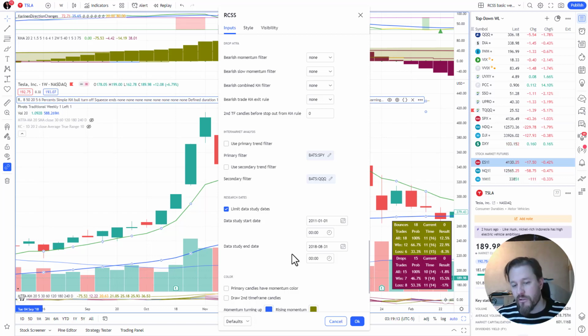You may want to look at those bear periods when you're deciding if you want to trade something that is geared especially towards that market environment, if you're building that sort of strategies. So this is how you may want to use your research dates filter. I hope this was helpful.